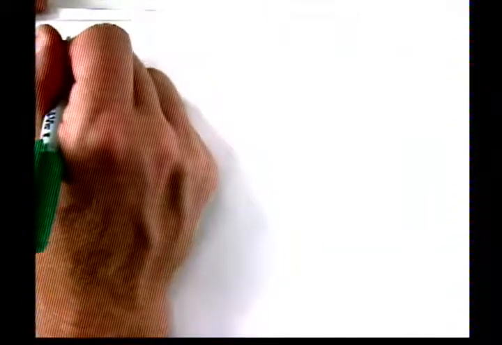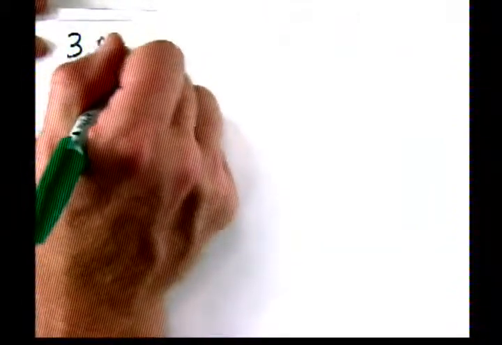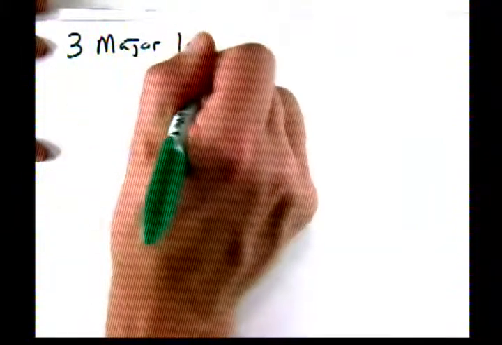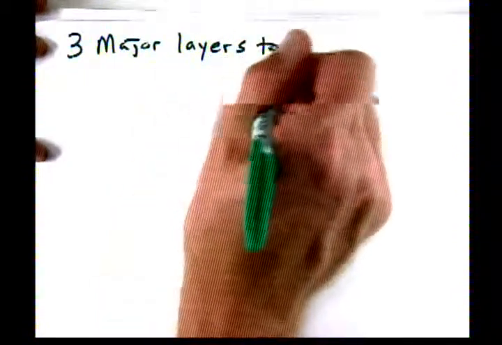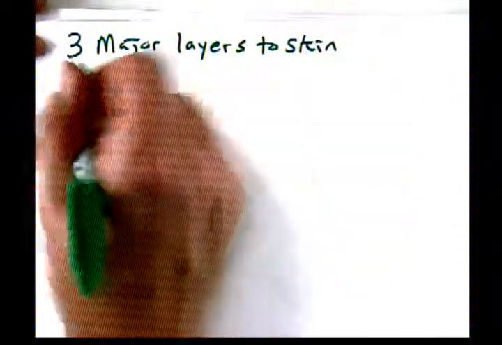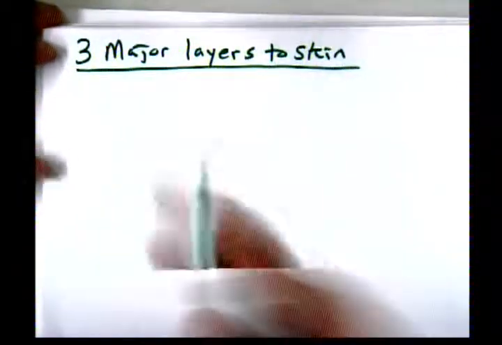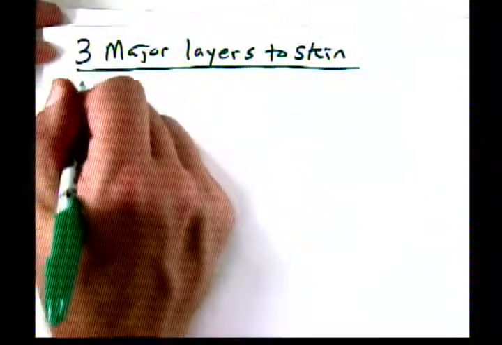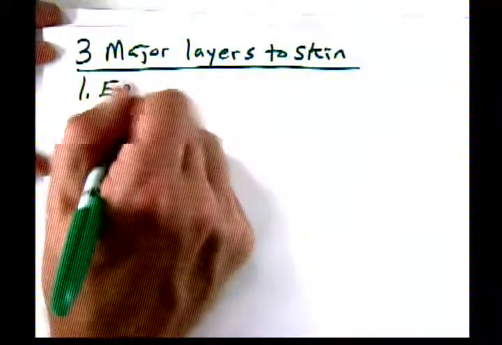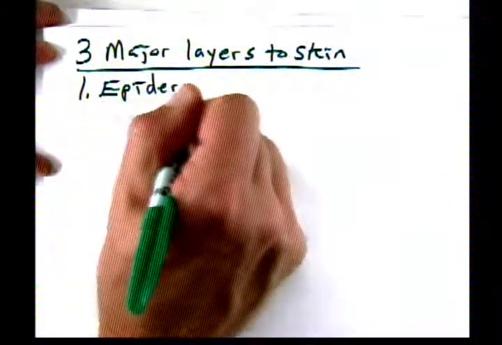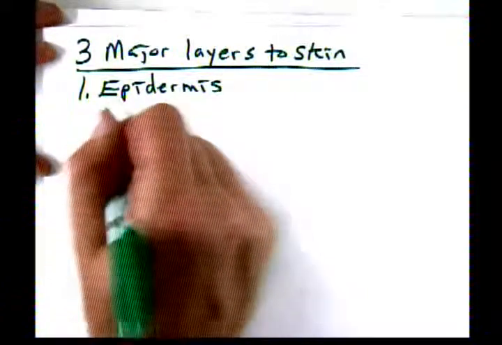And let me see if we're centered here. There are 3 major layers to the skin. I'm going to include the hypodermis in this. Some authors don't do that. I am going to do that. And the first one is the epidermis. Now, I'm going to just talk in general terms here, and then we'll get into specifics in just a minute.